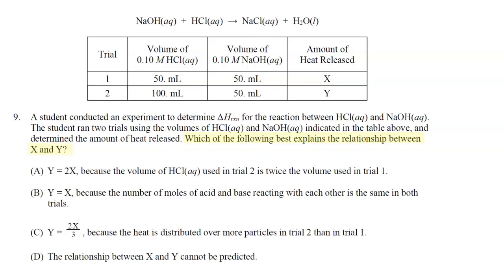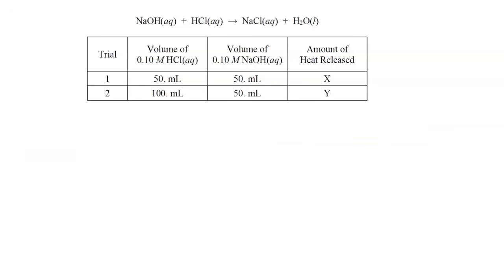So let's start by considering the information in the table for trial 1. So in trial 1, we have 50 milliliters of 0.10 molar hydrochloric acid, and then we have 50 milliliters of 0.10 molar sodium hydroxide. Now, when we are given volume and molarity, we can calculate the number of moles. So volume in liters times the molarity will give us the number of moles. So for trial 1, it's going to be 50 milliliters. First, I'm going to convert from milliliters to liters. And there's 1 liter for every 1,000 milliliters, so 50 divided by 1,000.